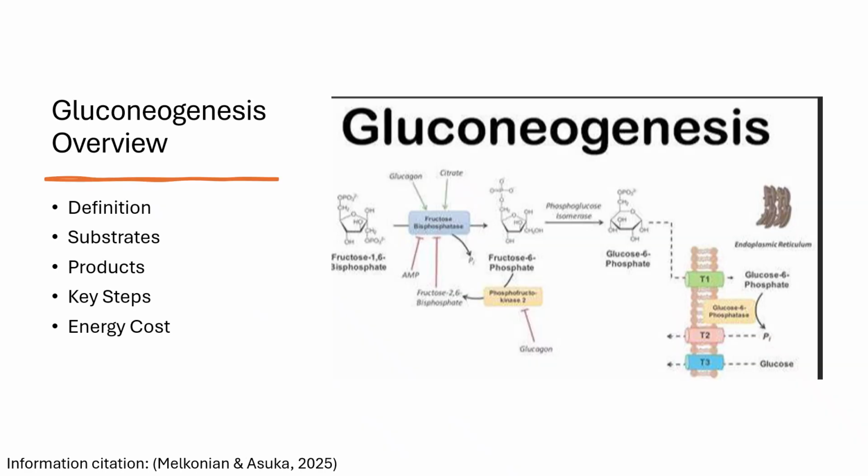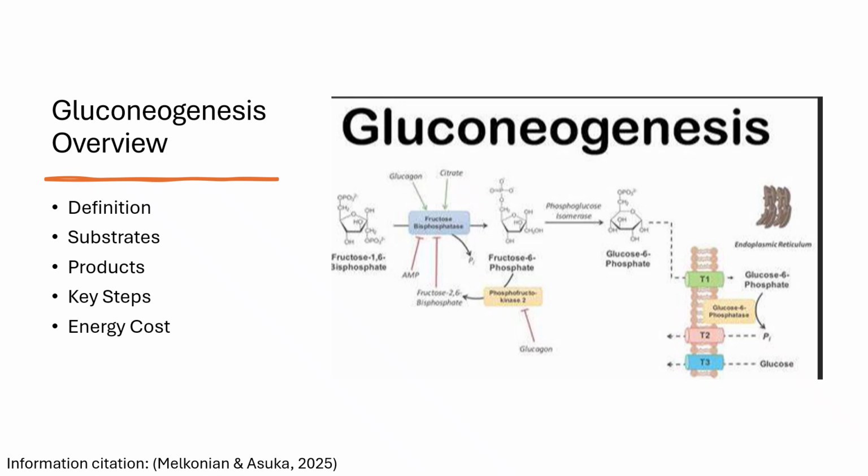Moving on, we'll talk about gluconeogenesis. Gluconeogenesis is the metabolic pathway that synthesizes glucose from non-carbohydrate carbon substances such as lactate, glycerol, and amino acids. It occurs in the liver and the kidneys, helping to maintain blood glucose levels. Gluconeogenesis is the reverse process of glycolysis, except that it bypasses the irreversible reactions of glycolysis by using alternative enzymes.